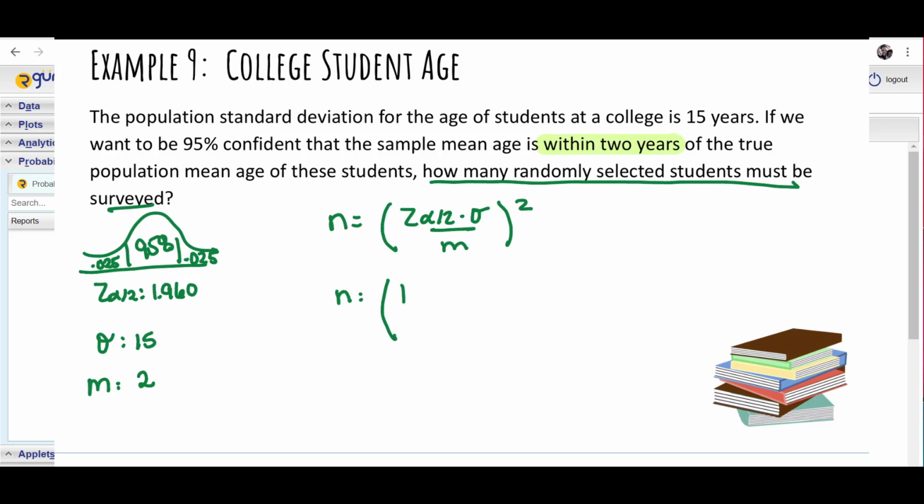Z alpha over 2 is 1.960 times 15 over 2, squared. The other way you can do this is you can square each of the individual numbers. You can square 1.960, you can square 15, you can square 2, and then do your multiplication and division. I think it's easier to do the multiplication and division first, and then square it at the end.